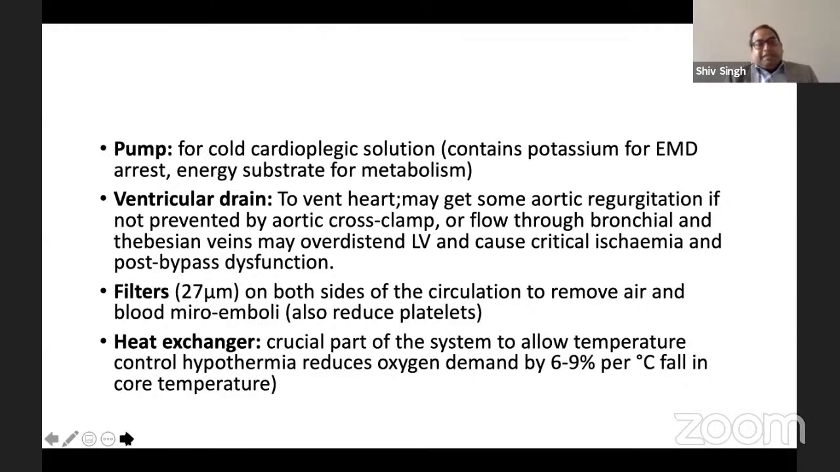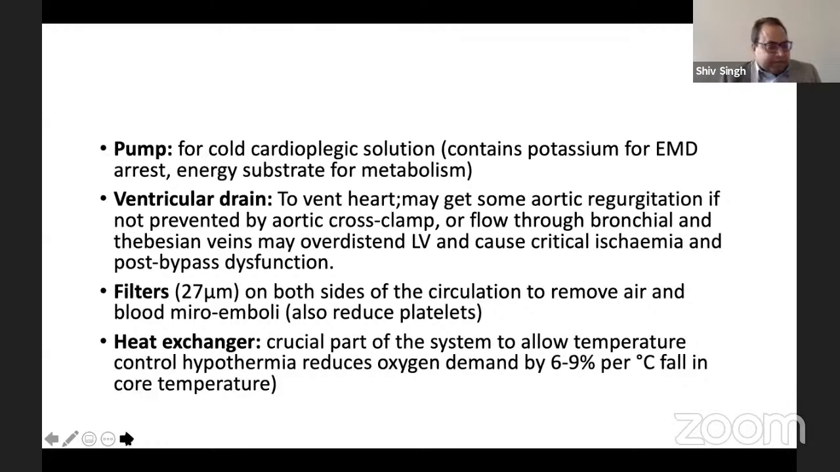And these can cause reduction in platelets. There are heat exchangers along with the oxygenators. This is important to maintain the temperature. And hypothermia reduces oxygen demand by 6 to 9% per degree fall in core temperature.